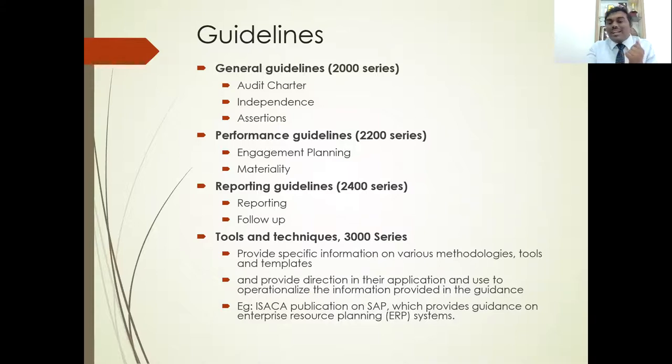Then you have your guidelines. This talks about general guidelines, the 2000 series. Then you have performance guidelines, which is the 2200 series. Reporting guidelines, the 2400 series. And the tools and techniques, which is the 3000 series. Various methodologies, tools, how to use CAAT tools. They have a publication on SAP. They have a publication on ERM. Likewise, our own ICAI also has publications on how you can use CAAT tools and how to audit the IT environment. A lot of publications are there.